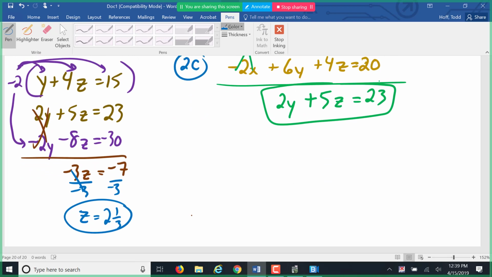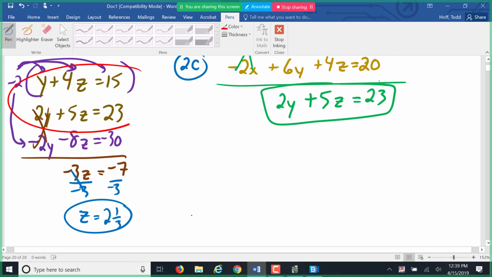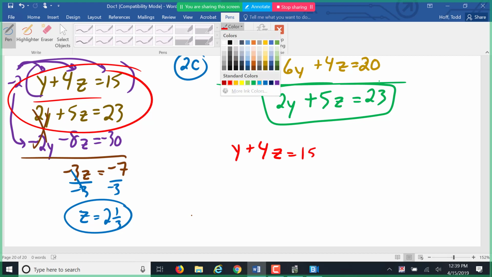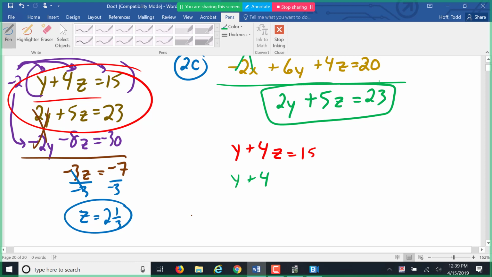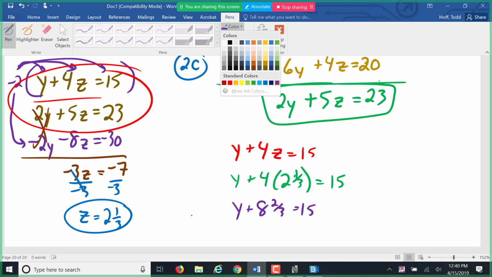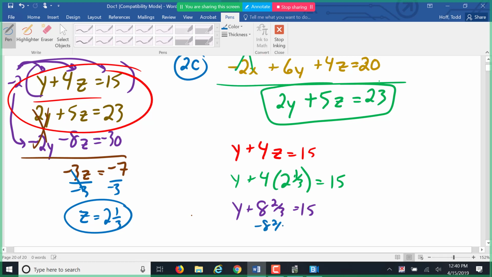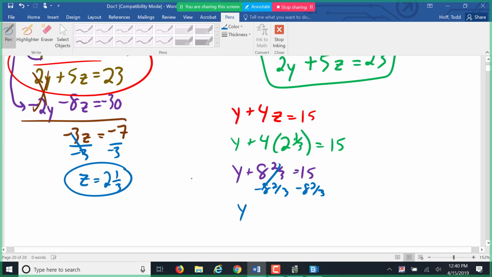We got to find y now. For y, we got to pick one of these two variable equations. I'm going to pick the top one. Y plus 4z equals 15. So that's going to become y plus 4 times 2 1/3 equals 15. Y plus 2 times 2 and 1/3 is 8 2/3 equals 15. And we subtract 8 2/3 to get Y equals 6 1/3.